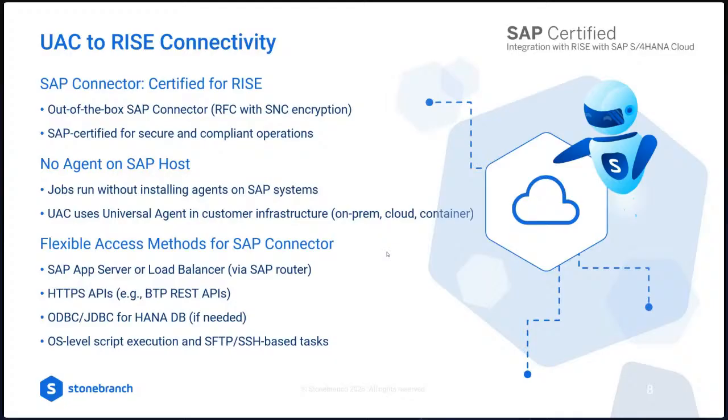Then, when it comes to the connection itself, we support all the different connections like load balancer, application server, via the SAP router. We connect through the BTP platform via HTTPS APIs. And of course, we can also connect to the HANA database via direct JDBC, ODBC connection, but also through HANA XSA jobs, which you can create. To connect to the SAP system, we also support SFTP and so on.